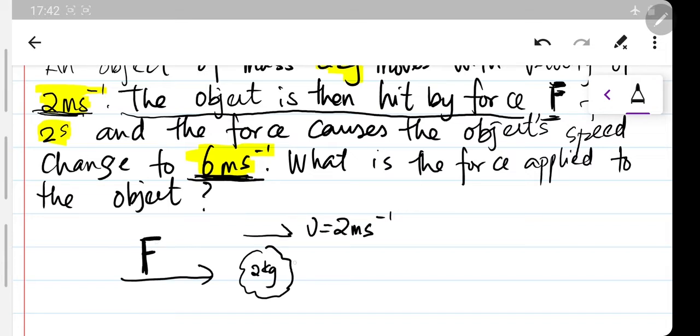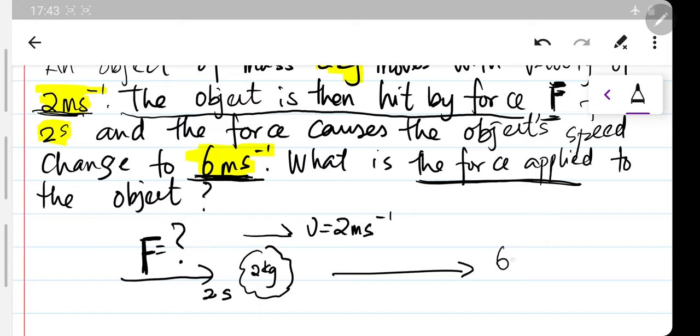And this force hit it in 2 seconds. So the question says, what is the force applied to the object? So that is the question mark that we need to find. And after it being hit, we draw again, it moves with 6 meters per second. So if you have this kind of picture, if you are able to visualize this problem, you can solve it easily.